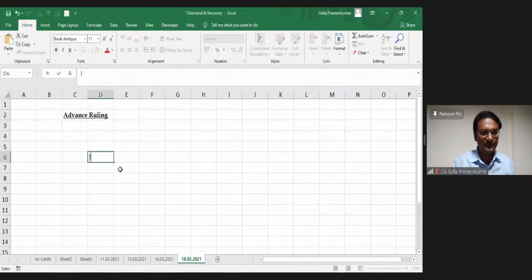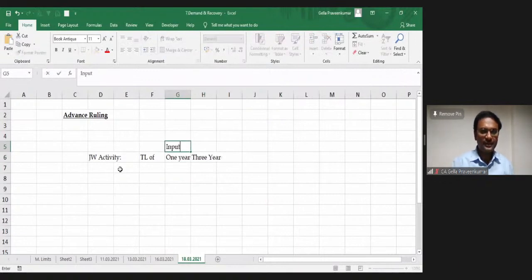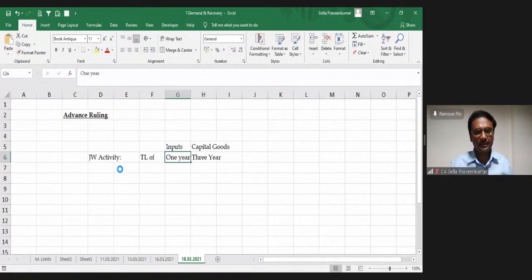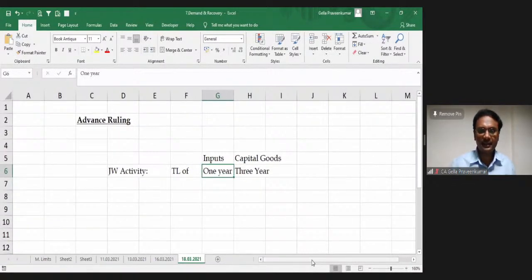Job work activity. Now, time limit of 1 year. Now, I'll put this separately. 1 year and 3 years. Now, 1 year for inputs, 3 years for capital goods. 1 year for inputs, 3 years for capital goods. Let me increase the size. Hope you're able to see, friends.